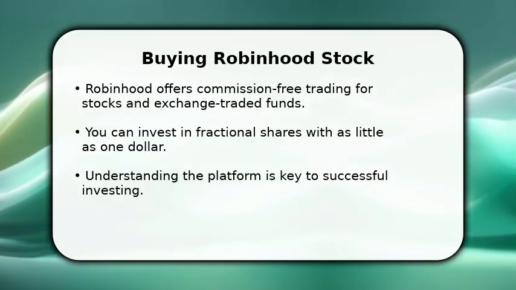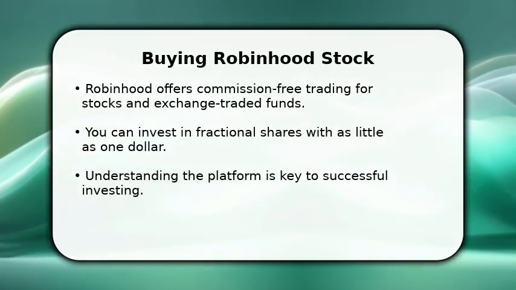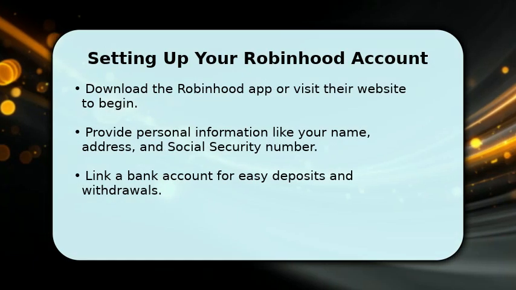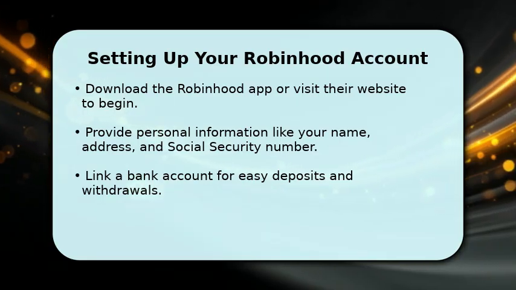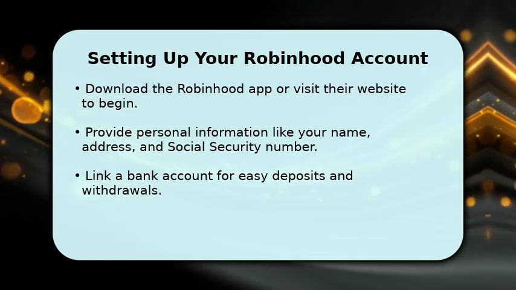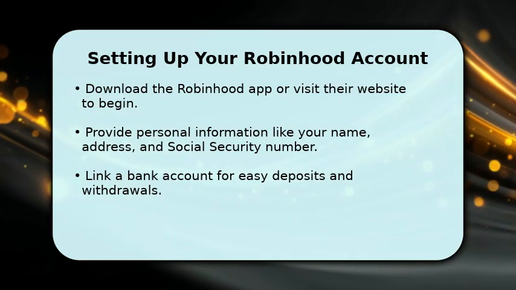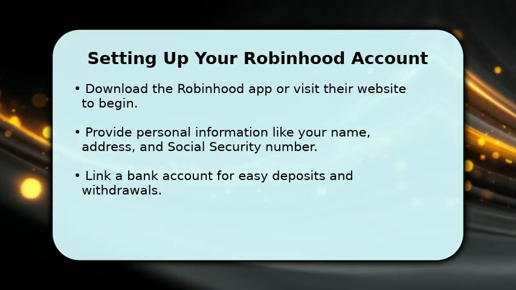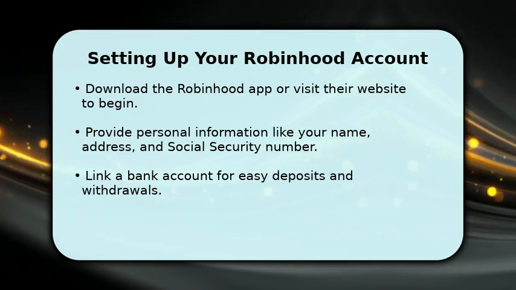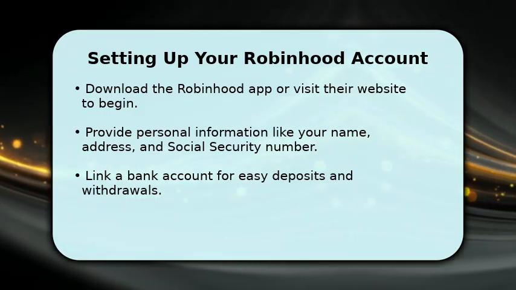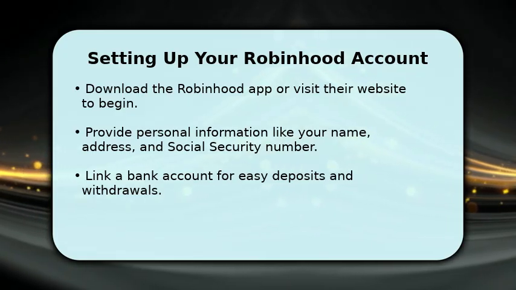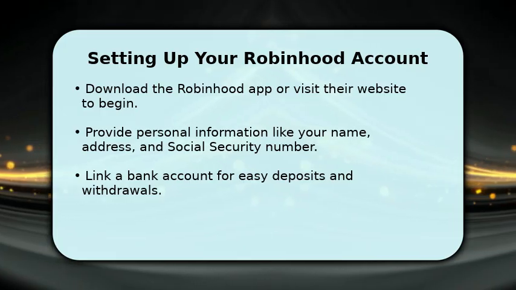We will cover everything from setting up your account to placing your first trade, ensuring you feel confident in your investment journey. To begin your investment journey, the first step is to set up your Robinhood account. You can easily do this by downloading the Robinhood app on your smartphone or by visiting their official website. You will need to provide some basic personal information, including your full name, residential address, and your social security number for verification purposes. Finally, link your bank account to facilitate seamless deposits and withdrawals, typically taking just a few minutes.